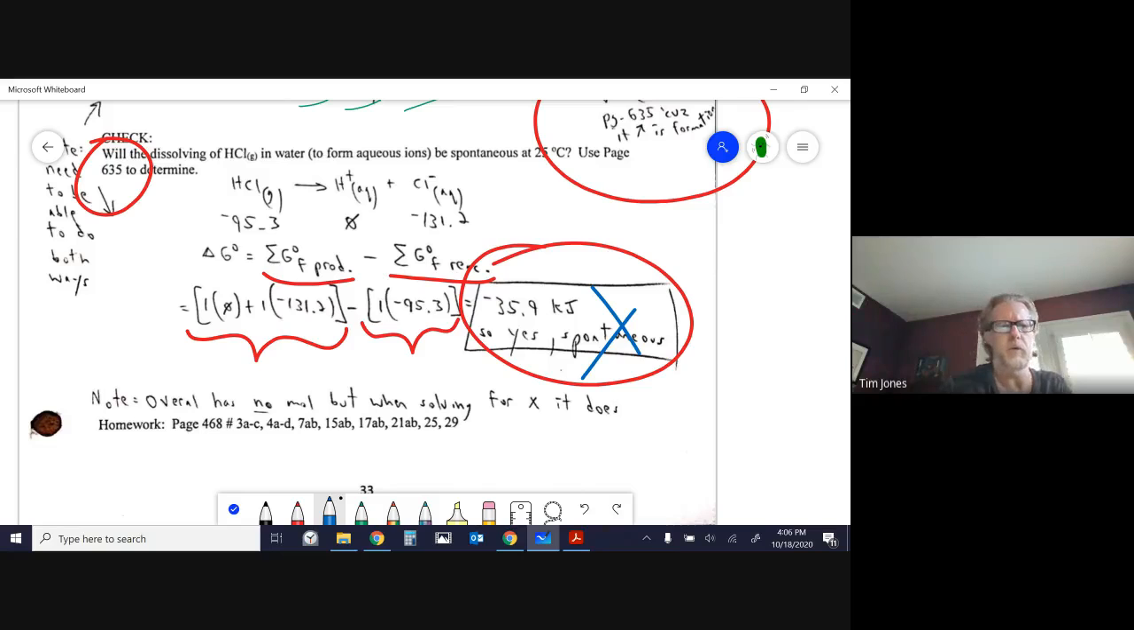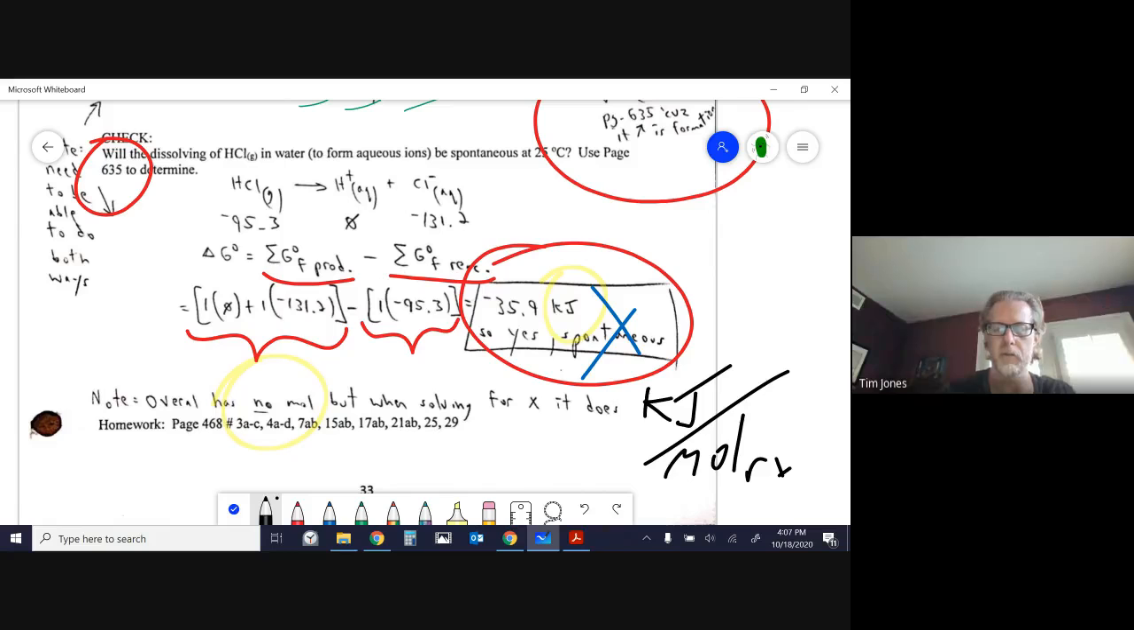I mentioned the units down here, and I say overall, I don't put the moles in the answer, and that's fine. If you want, you can go with kilojoules, or again, you could do kilojoules per mole reaction, which really is the safe way to do it. So I encourage you to try and use that way of denoting things when it's appropriate. And that should take care of the notes for 32 and 33.